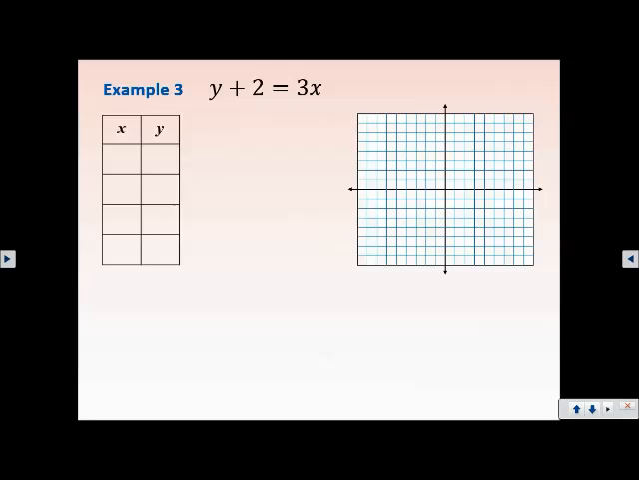Here's our first equation. The first thing we're going to do is rewrite this in function form. Standard form, we're going to subtract 2 from each side to get y by itself, and we get y equals 3x minus 2. That's just making our life a little bit easier.